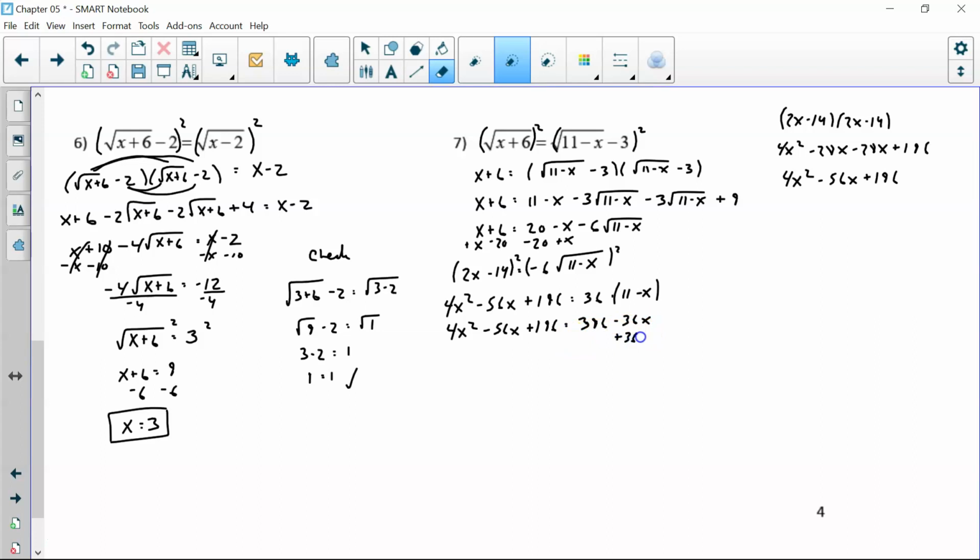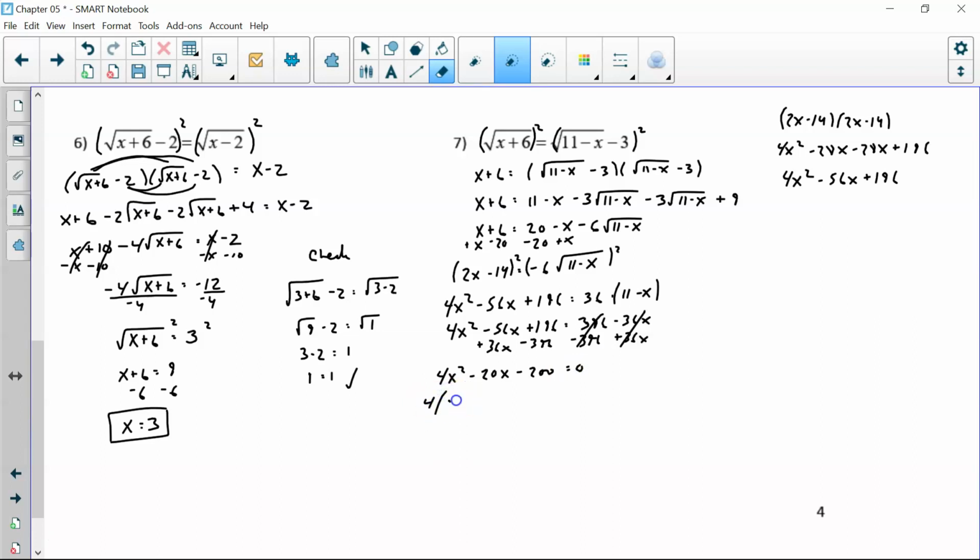It's a quadratic, get it equal to 0. Add 36x to both sides and subtract 396 from both sides. So that gives us 4x squared minus 20x minus 200 equals 0. Now we can factor out a 4, and that's going to make things a lot easier.